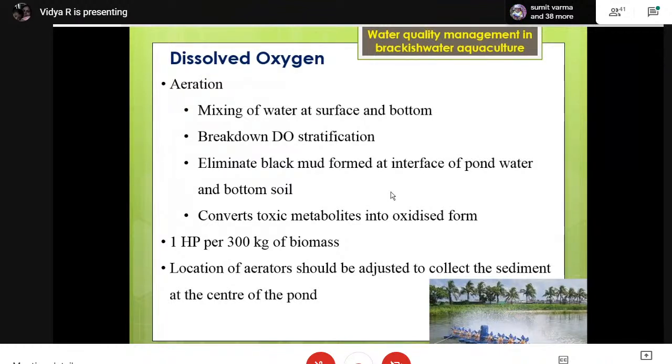So coming to the aerators, 1 horsepower aerator is required for 300 kg of biomass. That is the range fixed for these aerators. And as I said, the aerators should be adjusted so that the whole area gets equal movement and mixing.